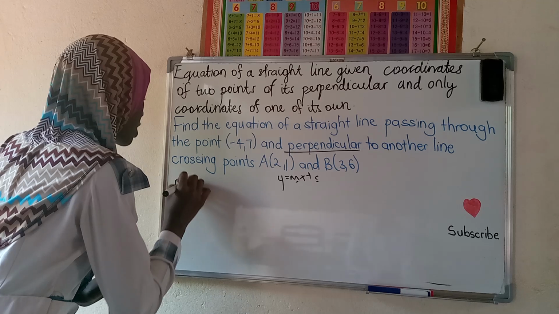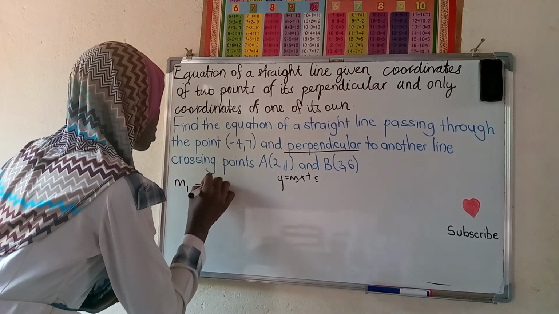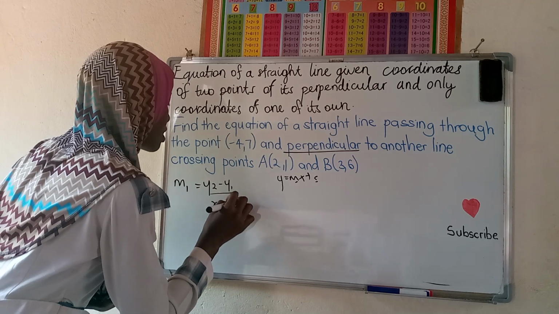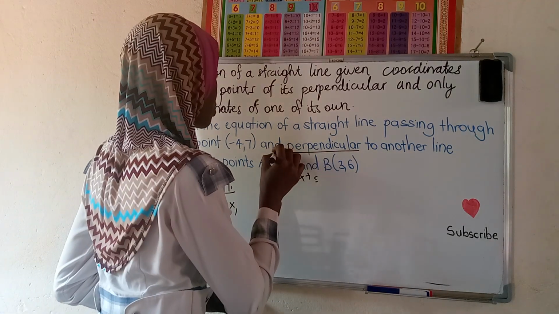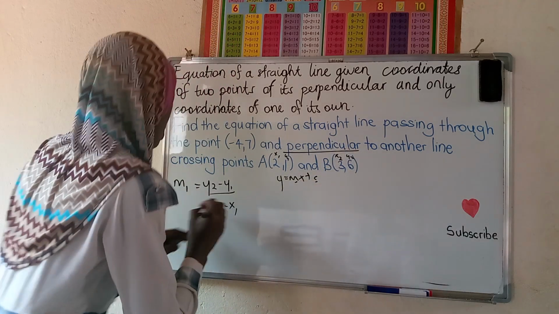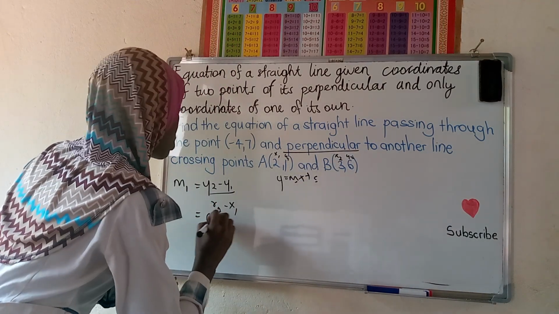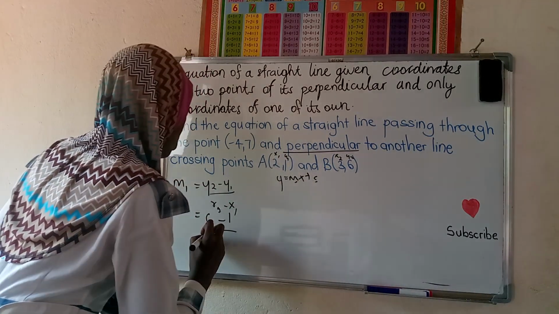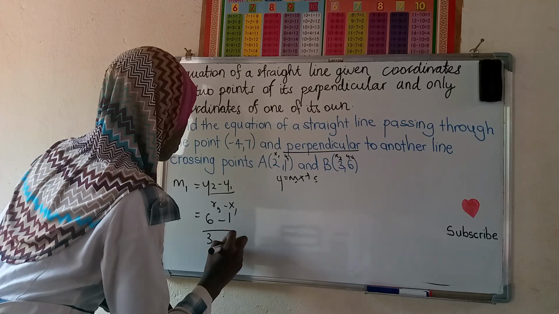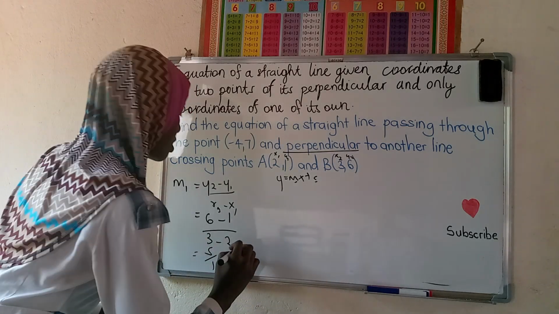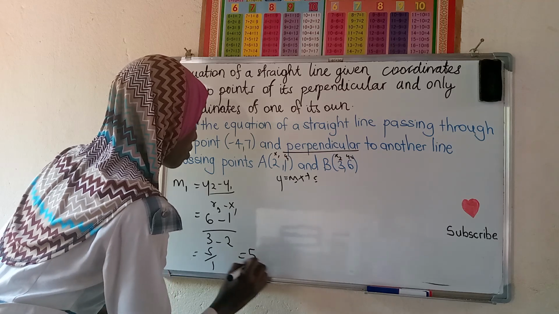We shall call it m1. m1 is equal to y2 minus y1 over x2 minus x1. So we shall name the points x1, y1, x2, y2. Our y2 will be equal to 6, our y1 is 1, our x2 is 3, and our x1 is 2. So we shall have 5 over 1. Since the 1 is not necessary, our gradient will be 5.